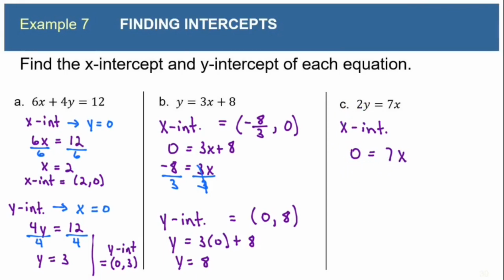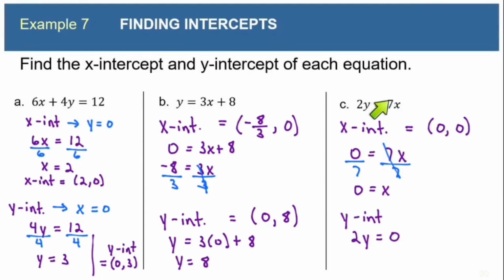Now to isolate x, divide both sides by 7, and x equals 0 divided by 7. We know that 0 on the top is 0, so x equals 0, and therefore our x-intercept is at (0, 0). Now to find the y-intercept, we plug in 0 for x. 7 times 0 is 0, and now we divide both sides by 2 to isolate y, and again we find that y equals 0.